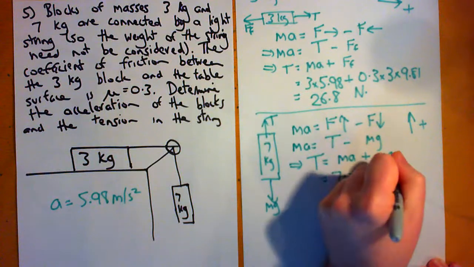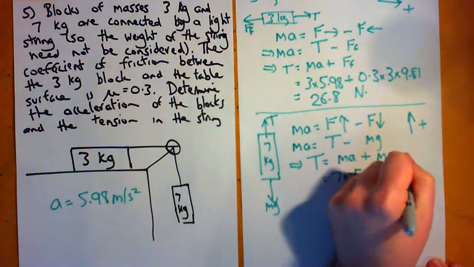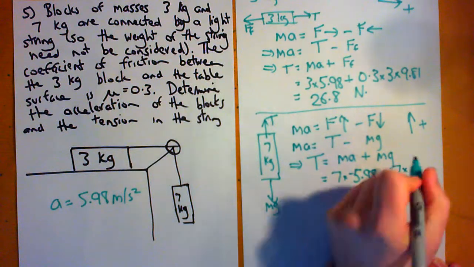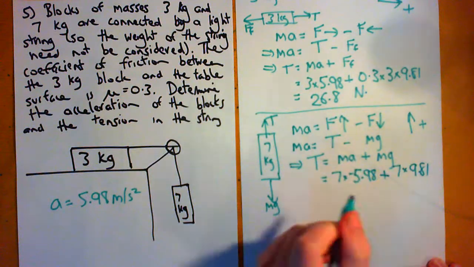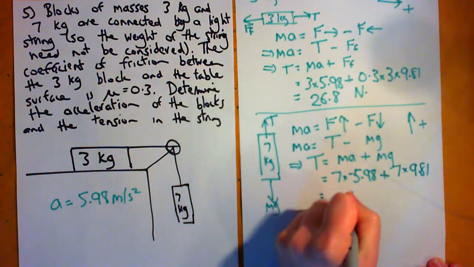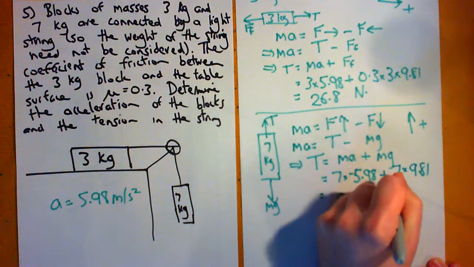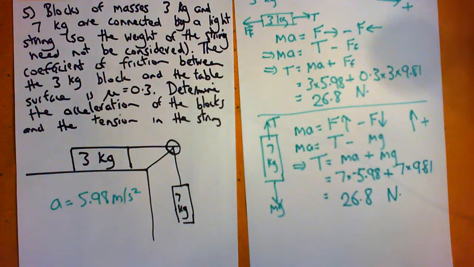Plus the mass is 7 multiplied by gravity, 9.81, and if we calculate that we also get 26.8 newtons. Perfect.